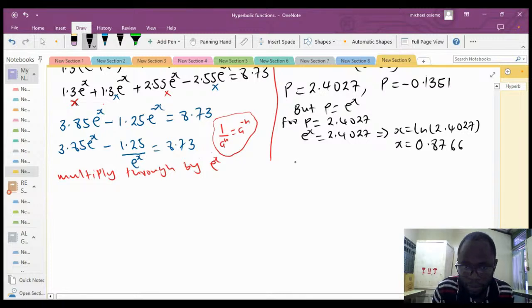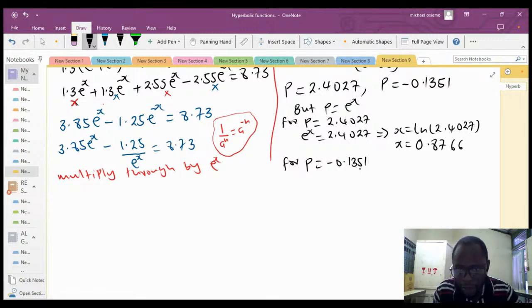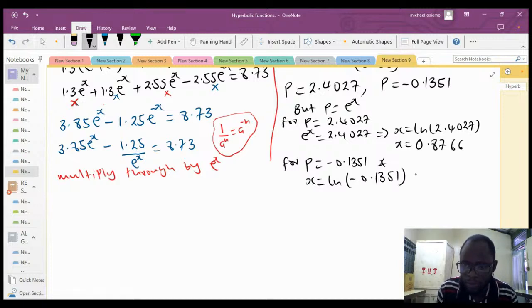Then for p equal to negative 0.1351, it will not be possible for us to find the value of x using this value of p, because there is no natural log of a negative value. We'll end up having x being equal to ln of negative 0.1351, which does not exist. So the value of x is only equal to 0.8766.